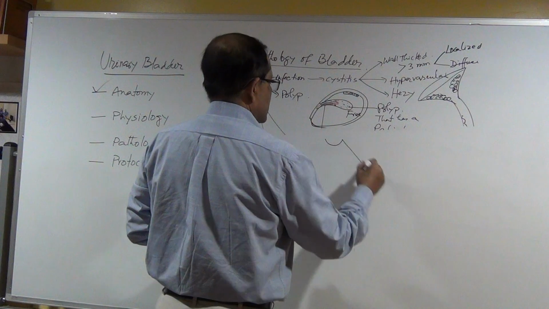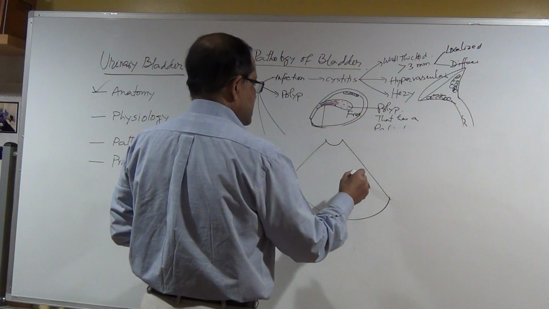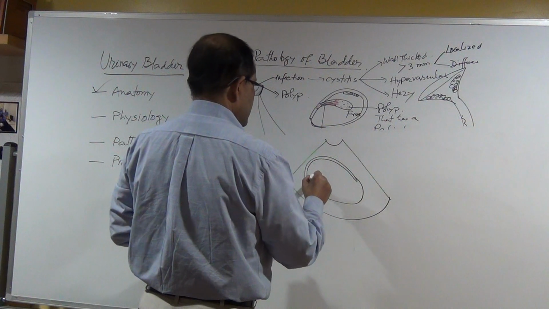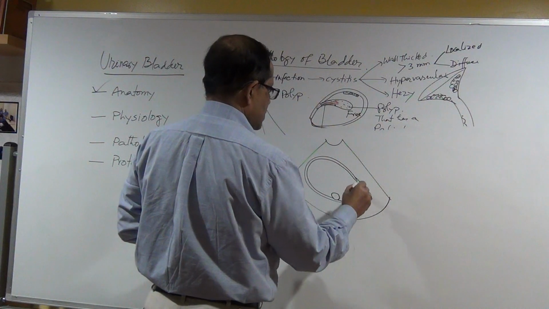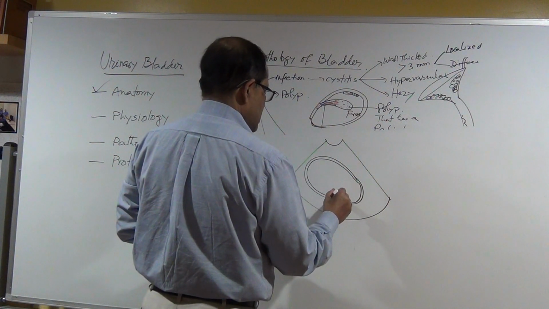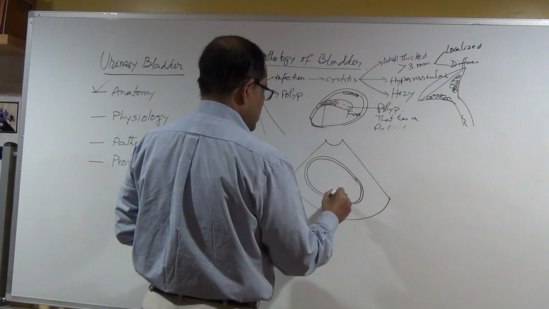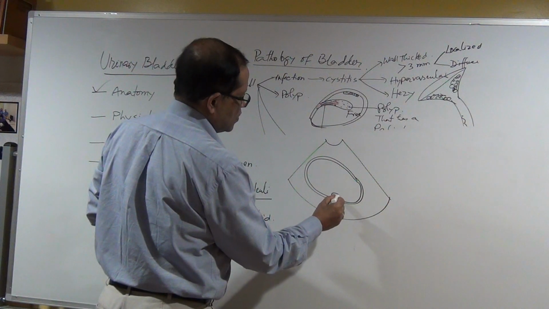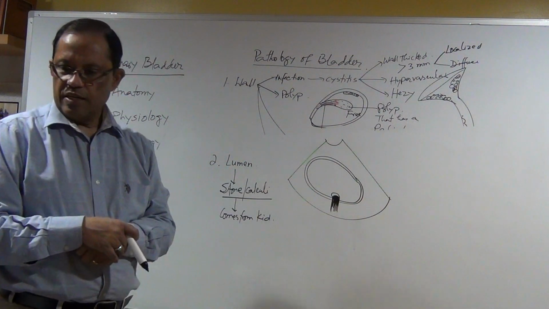Sonographically, if there is a stone, say this is the bladder and this is a stone over here, then you will see the stone is brighter, followed by shadow. It could be singular, it could be multiple.